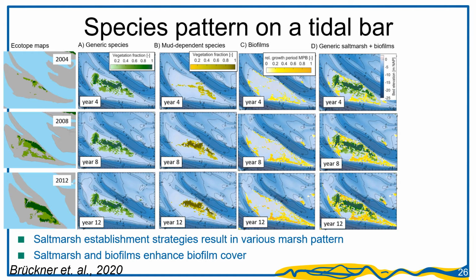So especially if we look in the northern part of the saltmarsh, the biofilm becomes more abundant around the saltmarsh edges. So if we combine saltmarsh and biofilms, the protective capacity of the saltmarsh will help the biofilm to expand more.